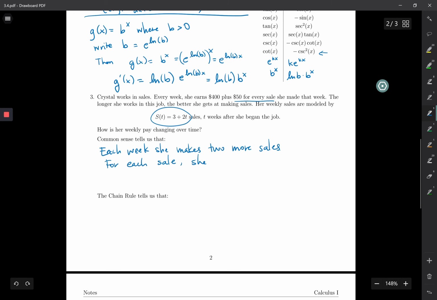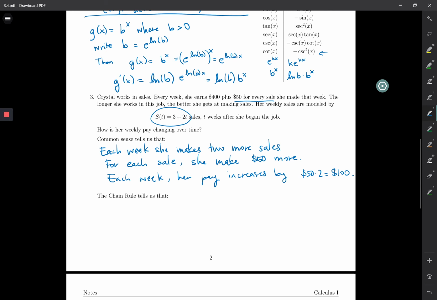Okay, she makes $50 more, right? So that means that each week her pay increases. So let's write: each week her pay increases by 50 times 2, or $100, right? Because she makes 2 more sales per week, and each time she does that, she earns $50.